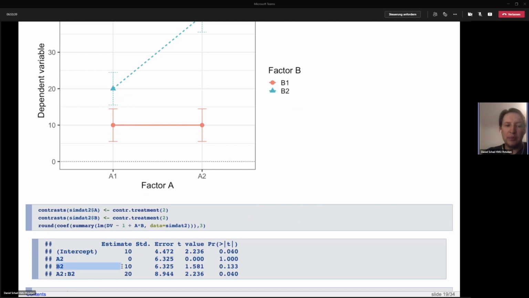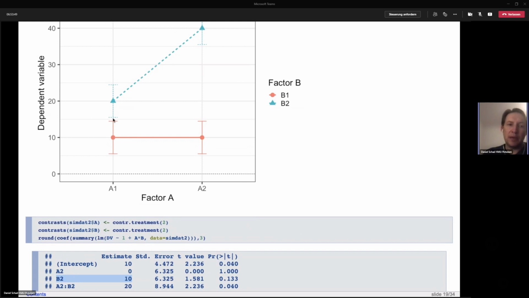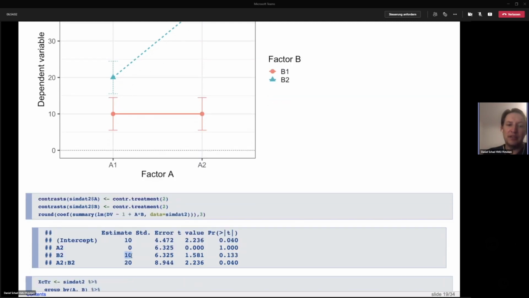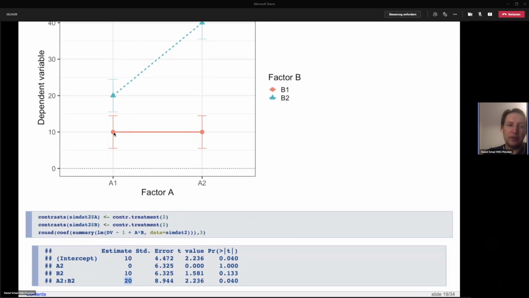So what about the effect of B? The effect of B, we again, interestingly, have to look at what A is coded as. A is coded as a treatment contrast as well. So A1 is the baseline. So the effect of B just tests the difference between the levels of B for factor level A1, the baseline. So this is a difference of 20 minus 10, which is 10. And this is exactly what is captured here. The interaction term, then: the main effect of A tests the nested effect of A.